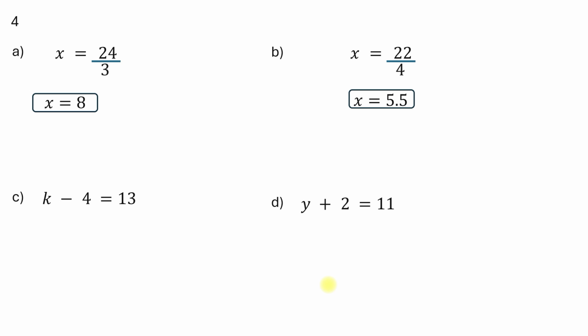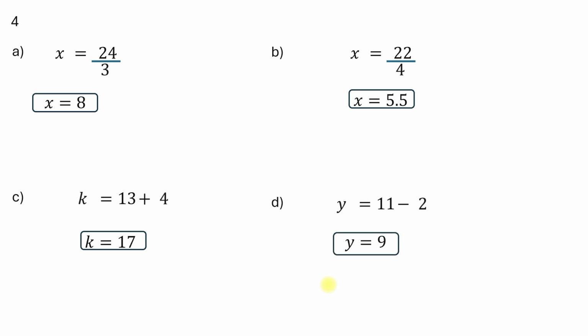Question C, k minus 4 equals 13. If we slide that negative 4 over to the other side, it becomes a positive 4, and then we can solve it as such. K equals 17. Question D, y plus 2 equals 11. We'll take that positive 2, slide it over to the other side. It becomes a negative 2. Y equals 11 minus 2. Y equals 9.